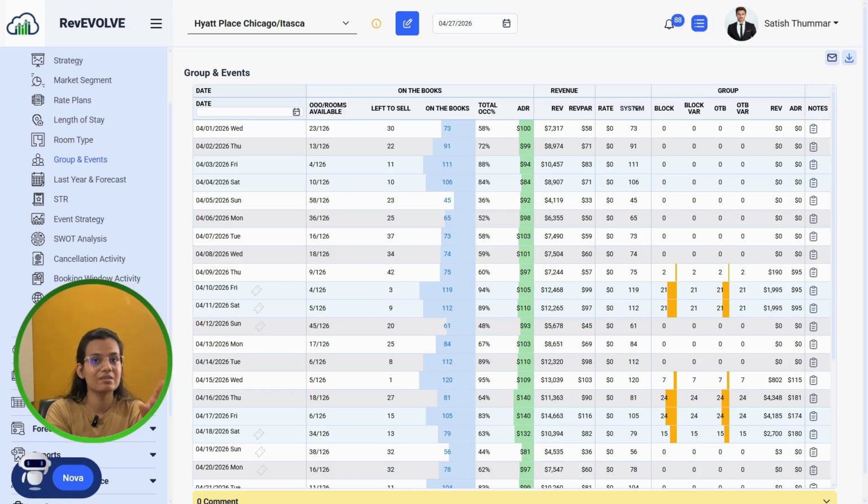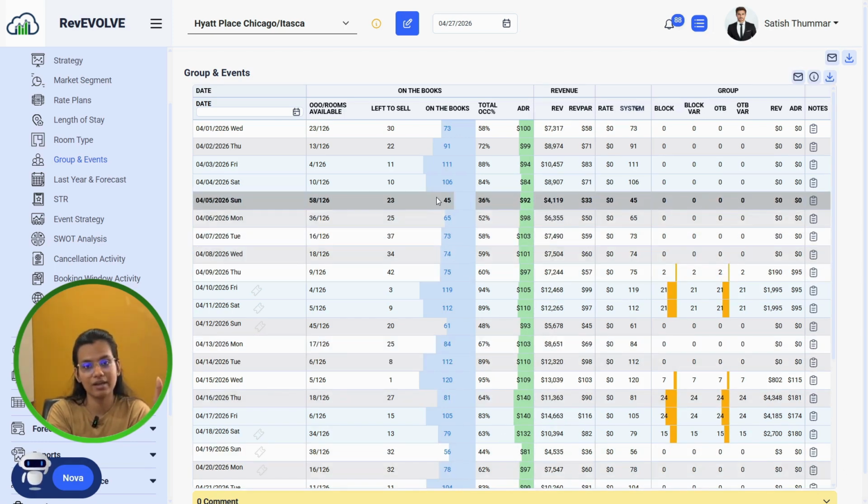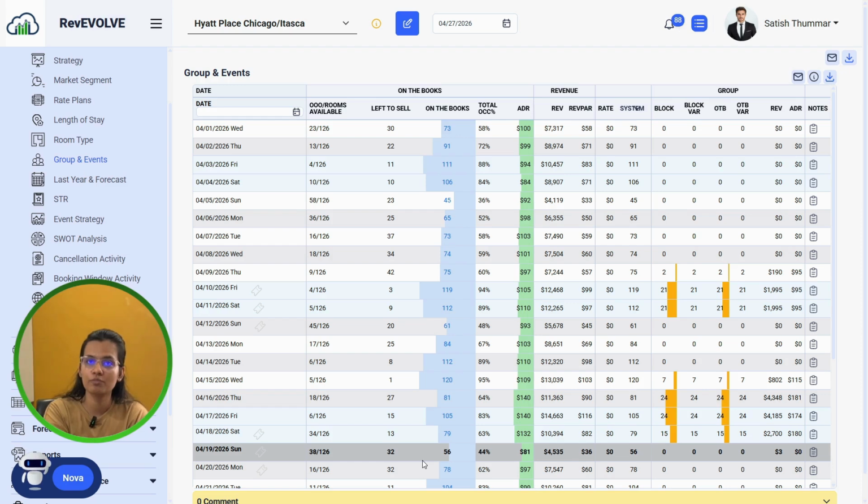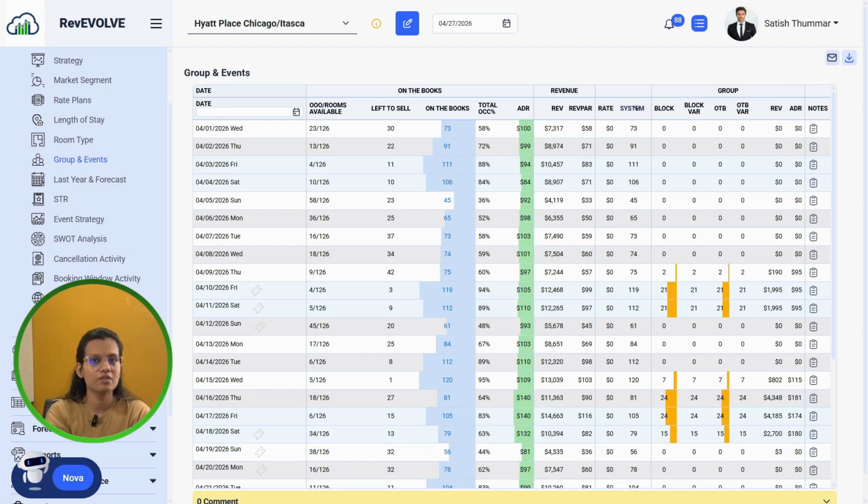Also, we can see the risk days. On April 5th, we are at risk, with only 36% occupancy. Also on the 19th, we have 44% occupancy. Such types of insights we can get. Also the demand gaps: if there is demand for any event coming up next, we can price accordingly. All these types of widgets are for the opportunity you get.